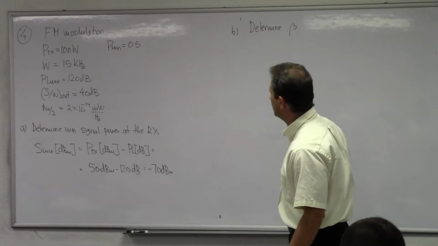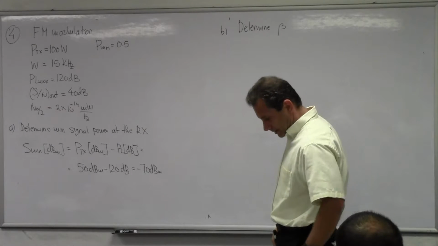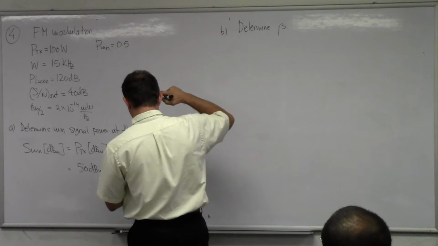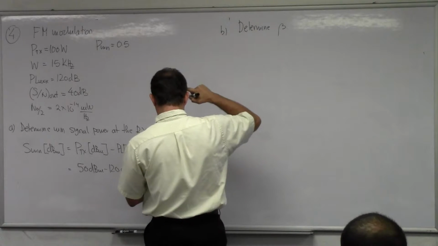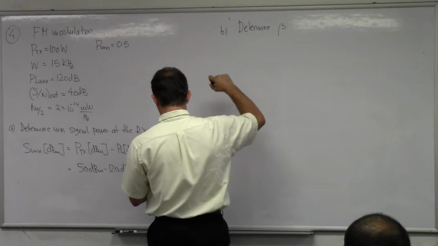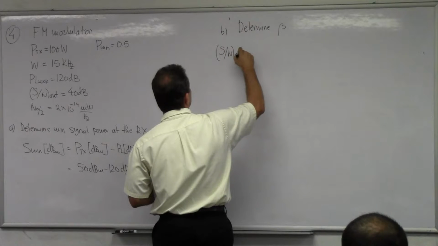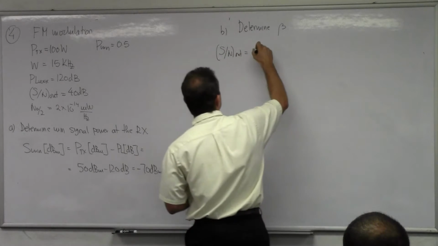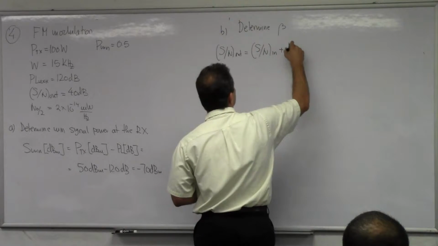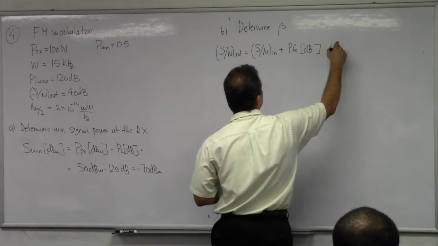There are two things that I know here. The first one is that signal out, signal to noise ratio at the output is going to be signal to noise ratio at the input plus the processing gain expressed in dB. So that's my first relationship.